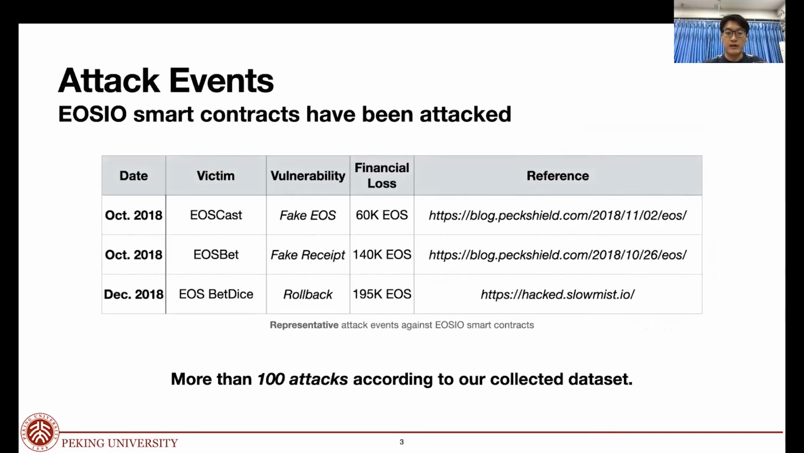Therefore, such a high-value platform would definitely attract malicious users to hack money in smart contracts. For example, in December 2018, EOS Bad Eyes suffered an attack against a rollback vulnerability. This led to a financial loss of nearly 200,000 EOS tokens. According to our dataset, there have been more than 100 attacks against types of vulnerabilities which result from developers of smart contracts or EOSIO's design flaws.